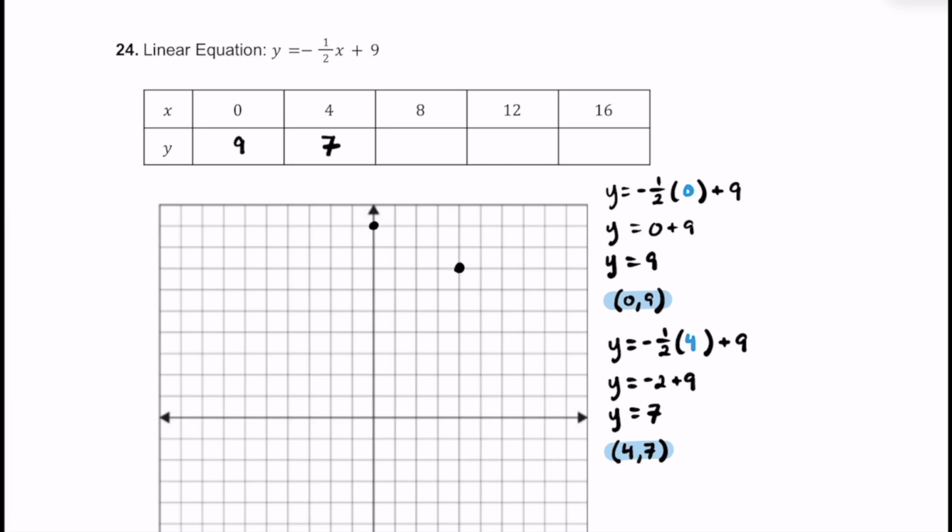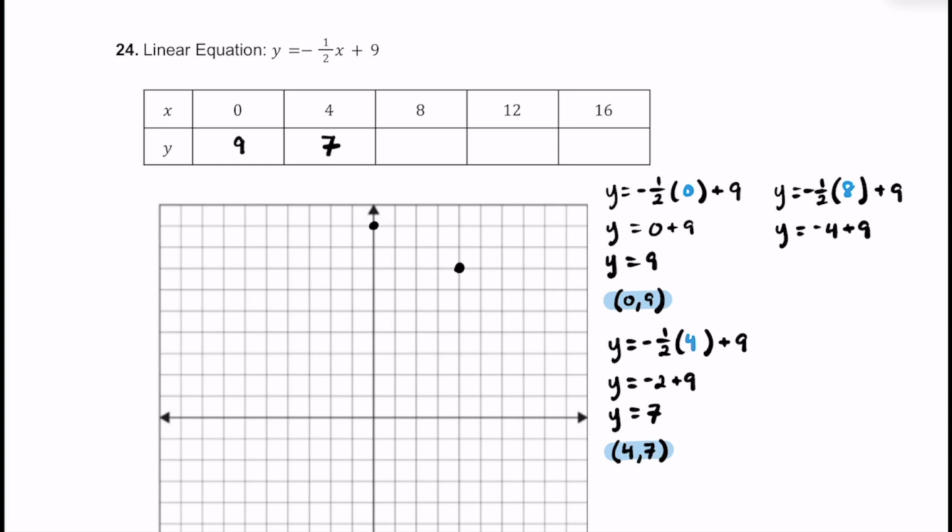So now x is gonna be equal to 8. Let's go ahead and try this out. So it's gonna be y is equal to negative 1/2 of this 8. Let's go ahead and put 8 in. And then let's go ahead and add 9. So what's half of 8? Well, half of 8 is 4. So what's negative half of 8? That's just going to be negative 4.